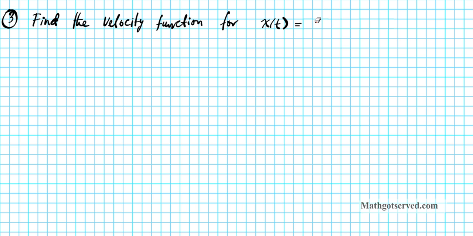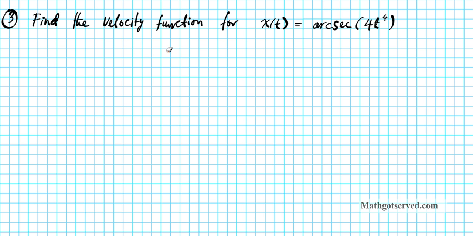All right, let's take a look at question number 3. So for question 3, we're going to find the velocity function for the position function x of t equals the arc secant of 4t to the fourth power.